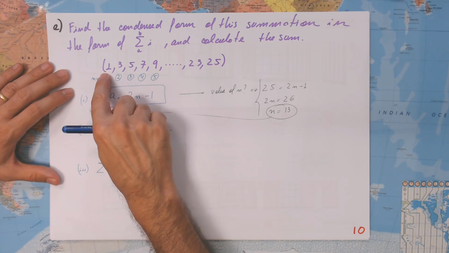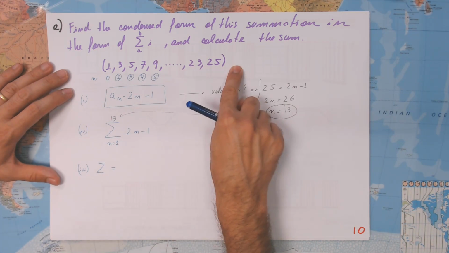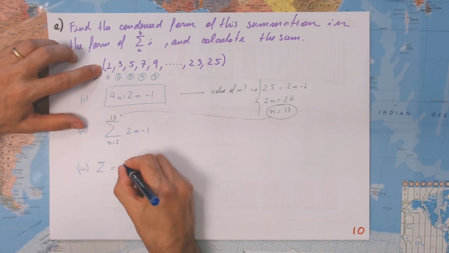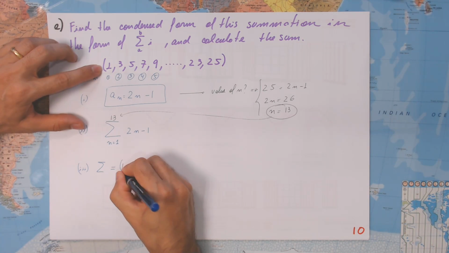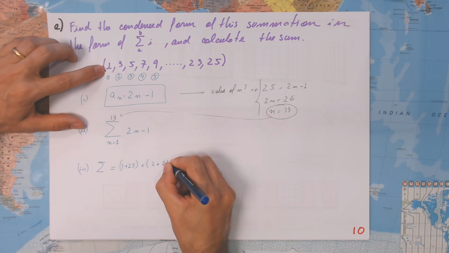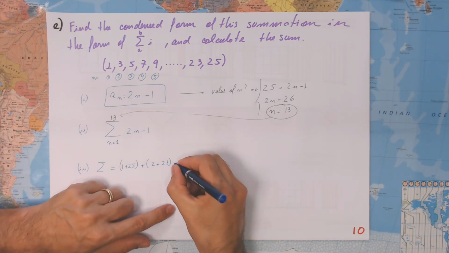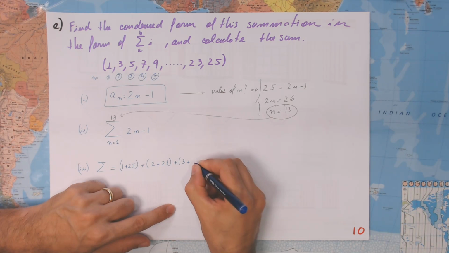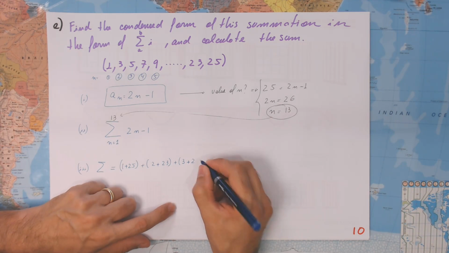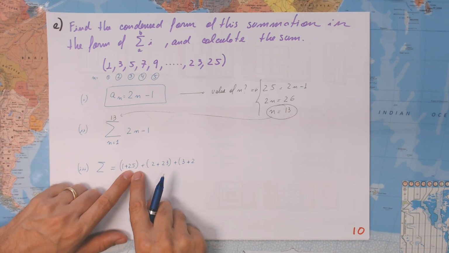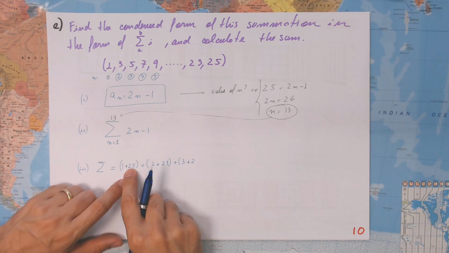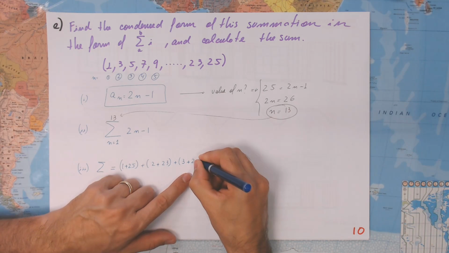Instead of writing 1 plus 3 plus 5 plus 7 and so on, I'm going to already build them into couples. I'm going to write 1 plus 25, the first and the last, plus 2 plus 23, plus 3 plus 22, right? No, 23. Oh no, yeah, okay, they are always odd numbers. So 25, 23, 21, right?